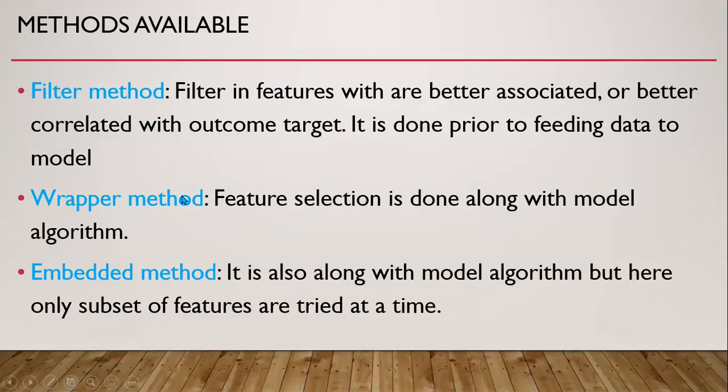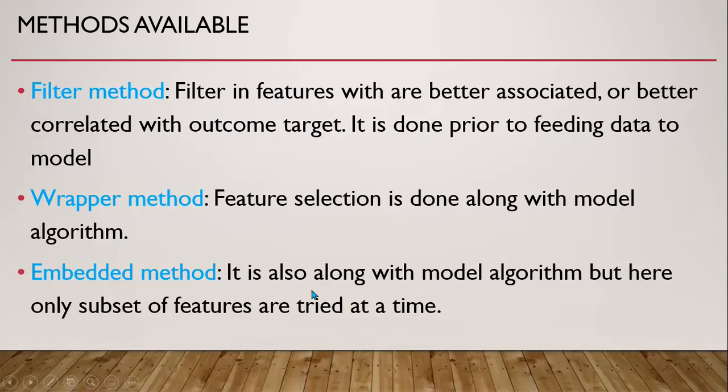These are the various methods for feature selection. One is the filter method. Here, features which are better associated or better correlated with the outcome target are filtered out. It is done prior to feeding data to the model. Wrapper method. Here feature selection is done along with the model algorithm. It is done side by side.